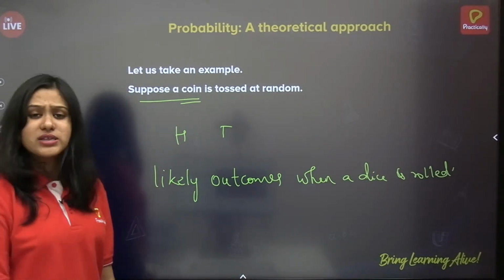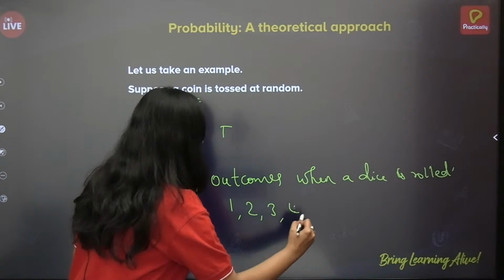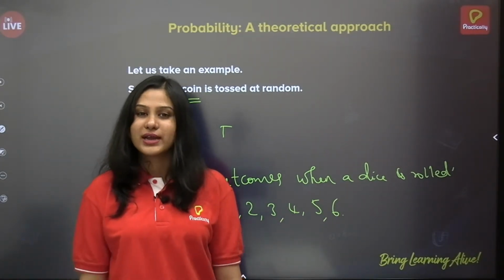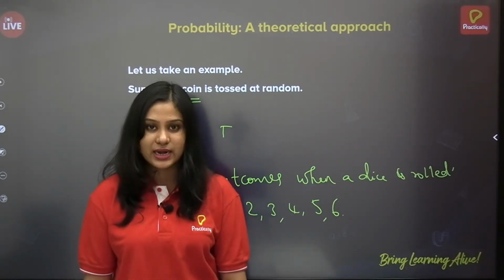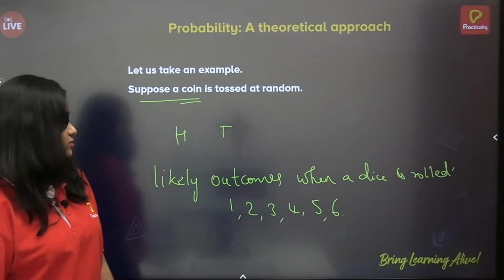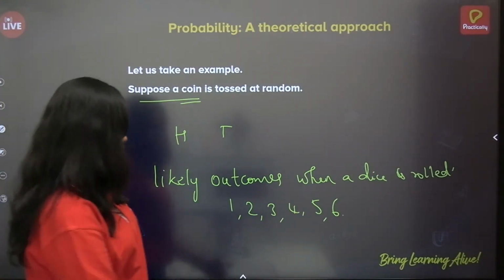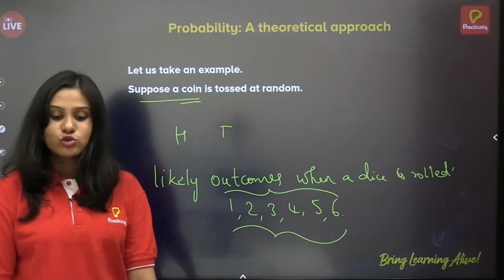1, 2, 3, 4, 5, 6. Of course, very good. Have you ever rolled a dice in some game? Did you ever play a board game, Snake and Ladders or Ludo? When I was a child, I played it. Okay. So these are the likely outcomes when you roll a dice.